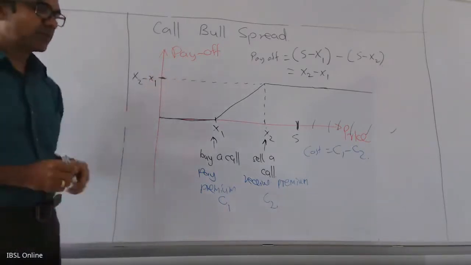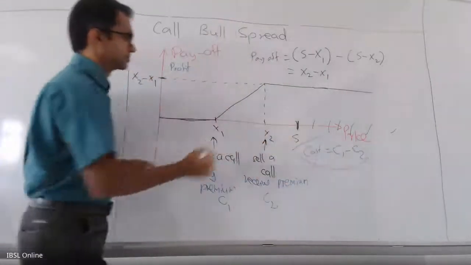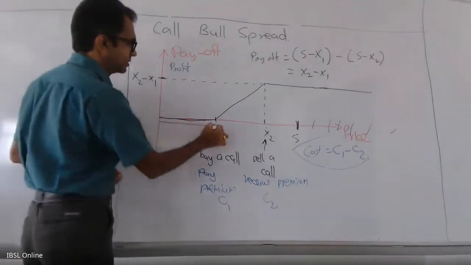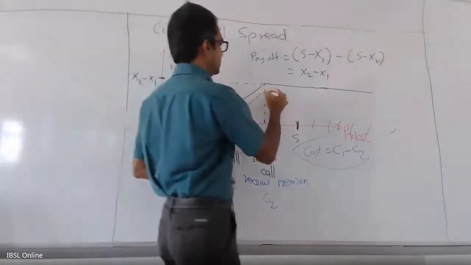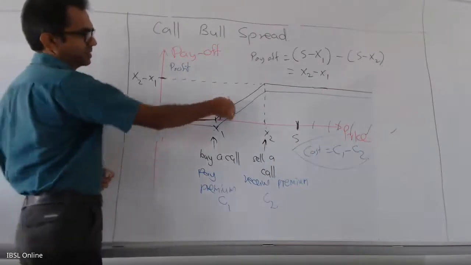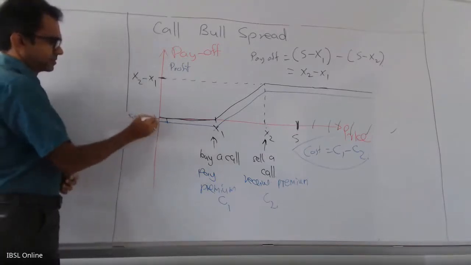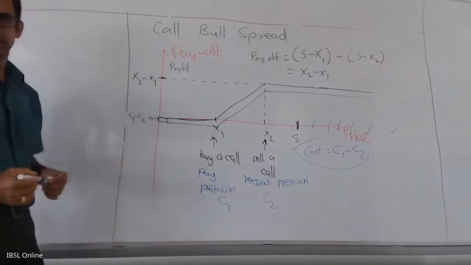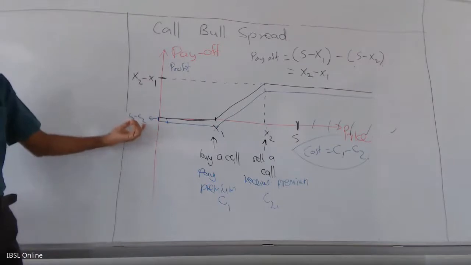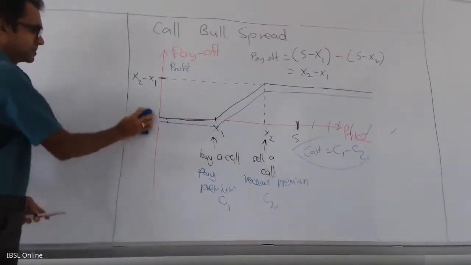Then what would be the profit diagram? Whatever this net premium is, you have to deduct from this payoff. So it will be like this difference. It should be the same everywhere. So this difference is C1 minus C2. So your payoff will go down by the amount that you pay the premium. Can you see this?